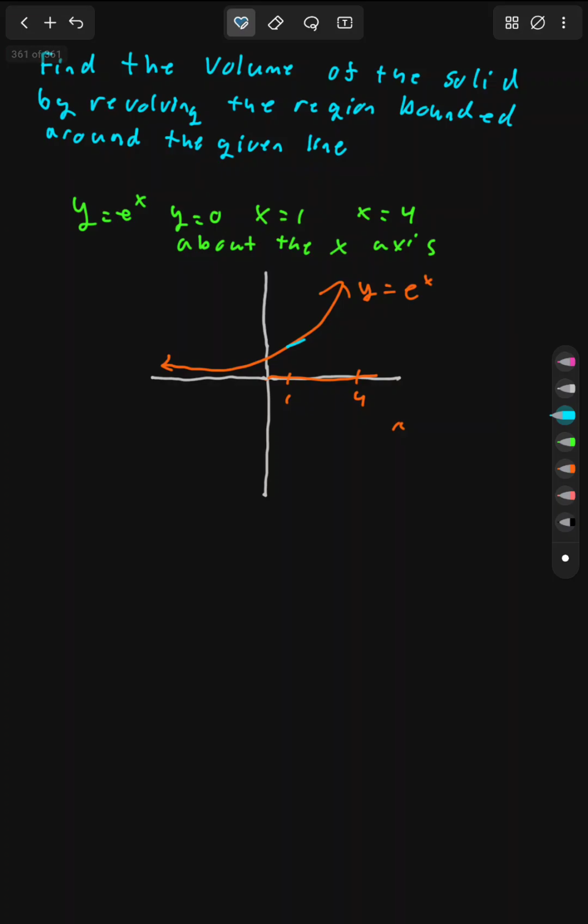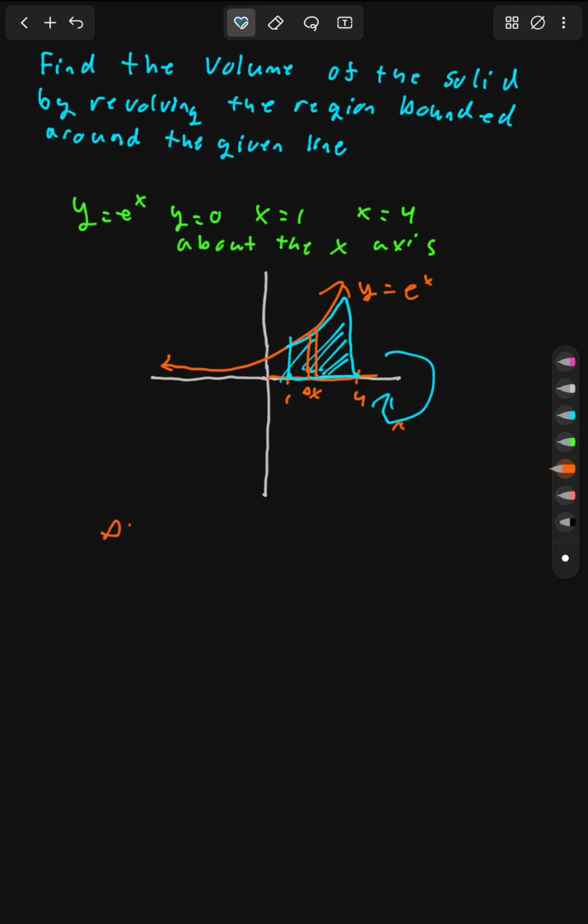I'm just going to draw out what this region is going to look like. Then we're going to take this region and rotate it about the x-axis. This is going to give us the volume of our solid. Well, how do we find a volume? We're going to add up several different smaller disks. Let's say these little disks are going to have a width of change in x.